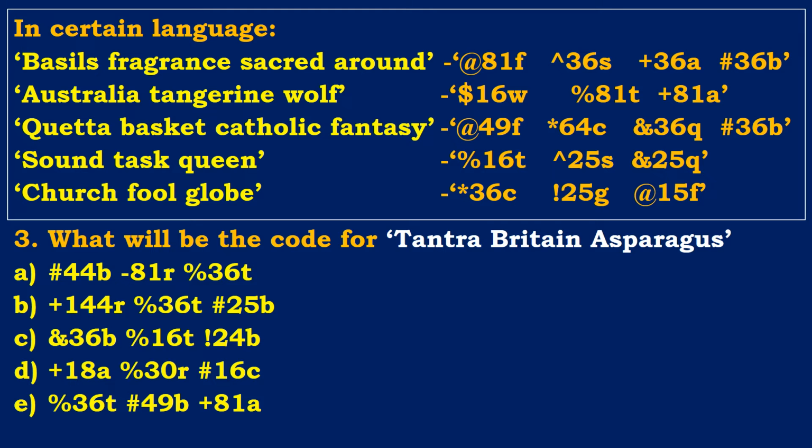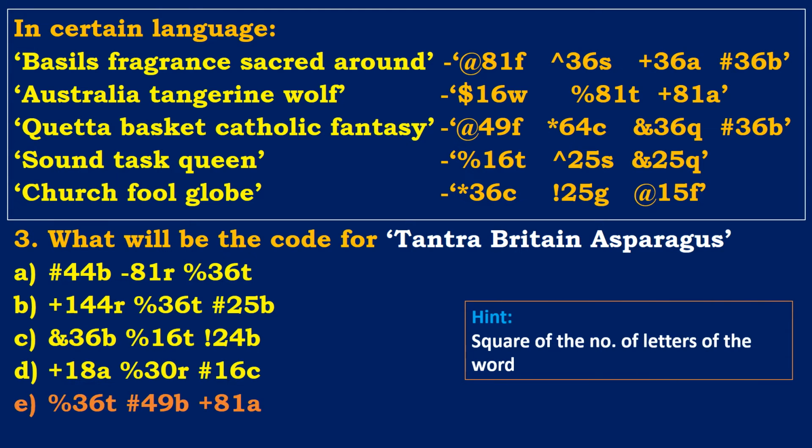Asparagus is a 9-letter word that represents 81A. Hence, option E is the right answer.